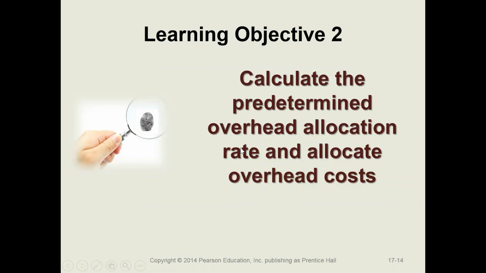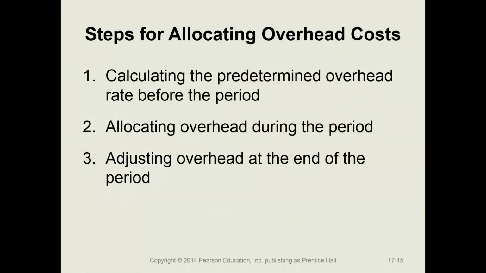Okay, the concept of predetermined allocation rates. Predetermined overhead allocation rates. Notice the word predetermined. That means that it is done before the period starts. So we're going to be determining ahead of time what overhead rate we're going to be charging to each job or each project. And obviously because it's predetermined, that means ahead of time, we're going to have to use estimates in order to calculate the predetermined overhead allocation rate.